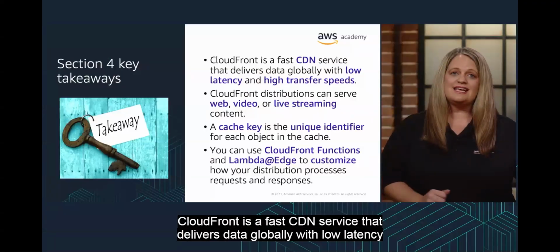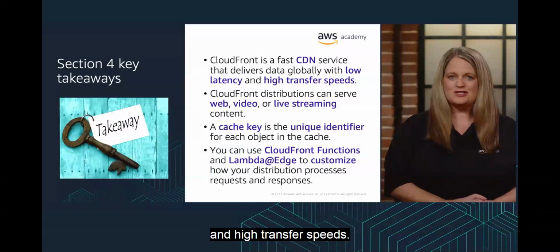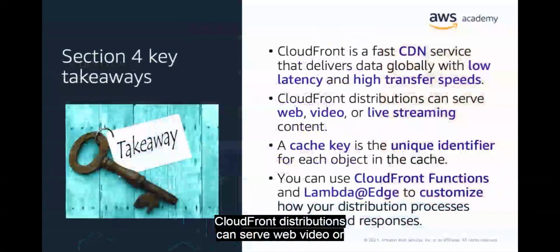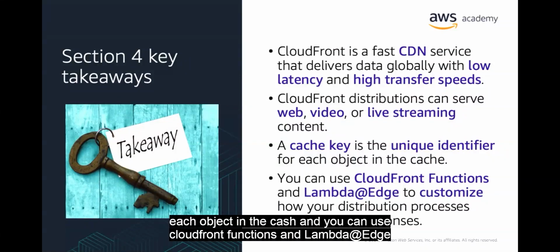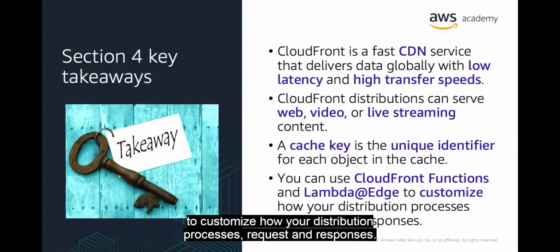Here are the key takeaways for this section of the module. CloudFront is a fast CDN service that delivers data globally with low latency and high transfer speeds. CloudFront distributions can serve web, video, or live streaming content. A cache key is the unique identifier for each object in the cache. And you can use CloudFront Functions and Lambda at Edge to customize how your distribution processes requests and responses.